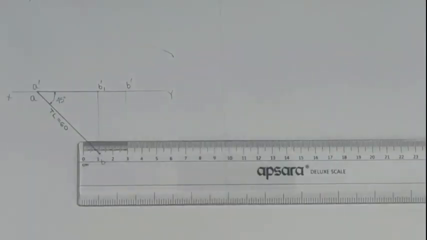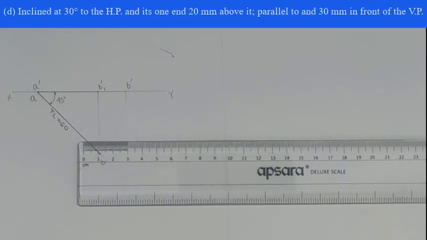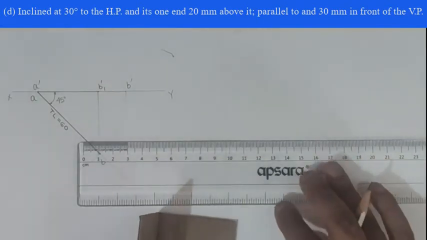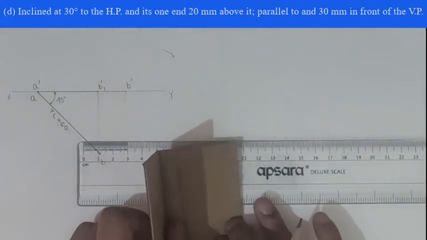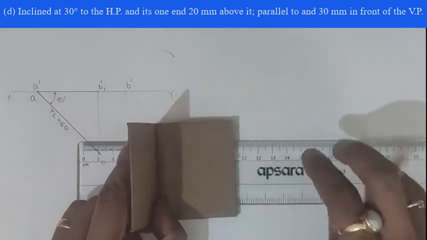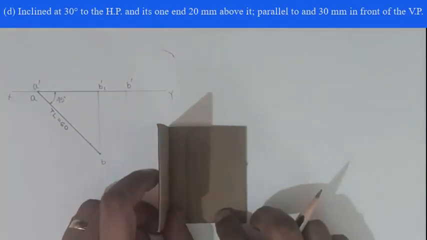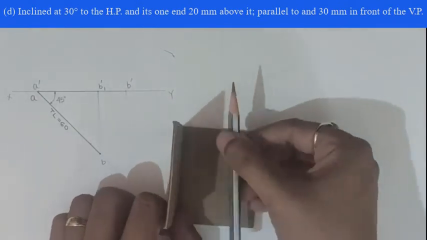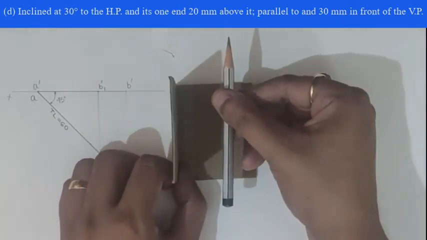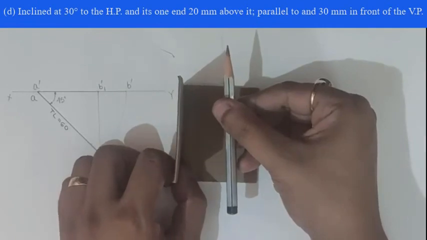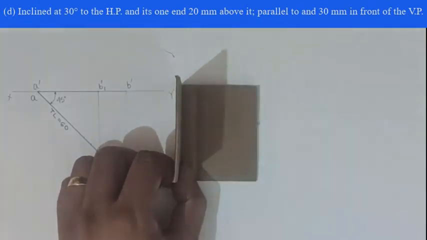Okay, now come to the last problem. What is given? The line is inclined at 30 degree to the HP and it's 20 mm above it. Then it is also parallel to and 30 mm in front of the VP. अच्छा, तो पहले हम लोग क्या करेंगे, inclined at 30 degree to the HP. तो HP के साथ लाइन inclined है, तो पहले हम लोग assume करेंगे the line is parallel to both HP and VP. फिर we'll try to draw the top view and the front view of that.